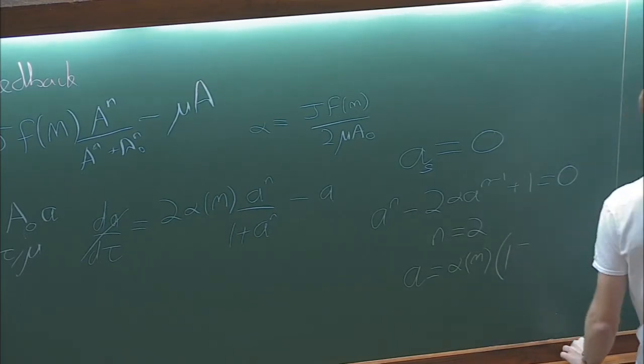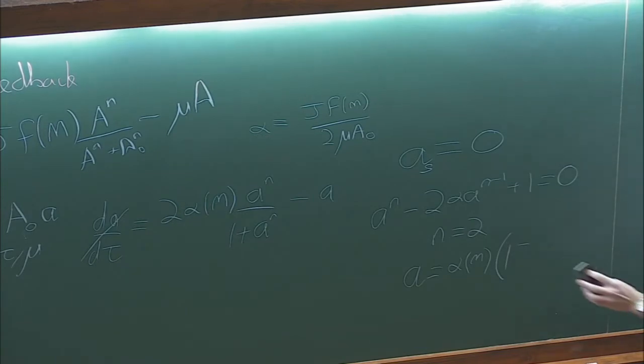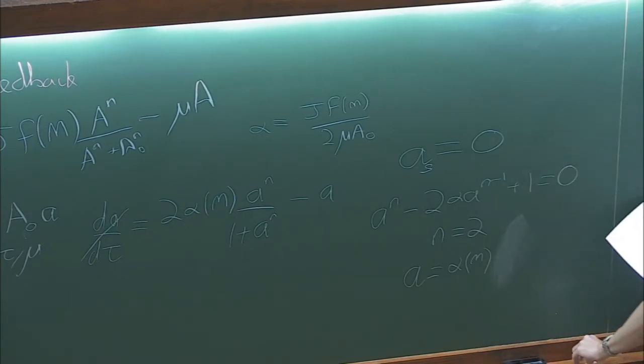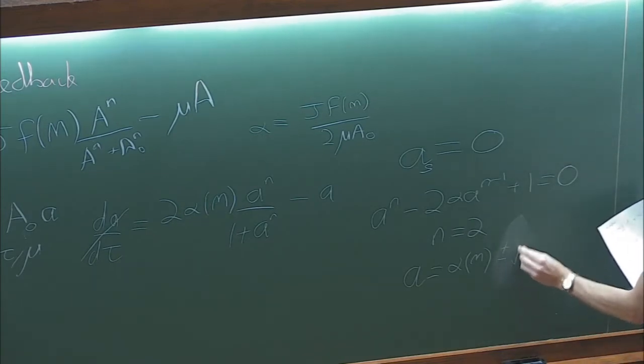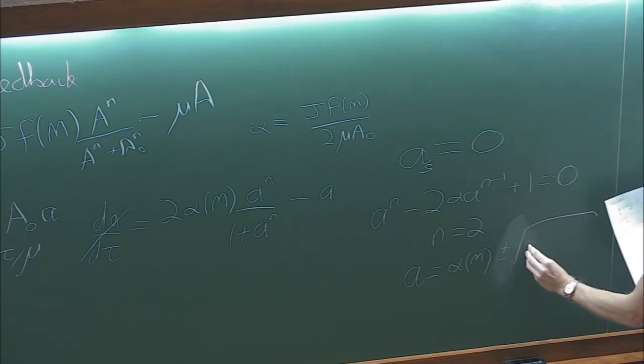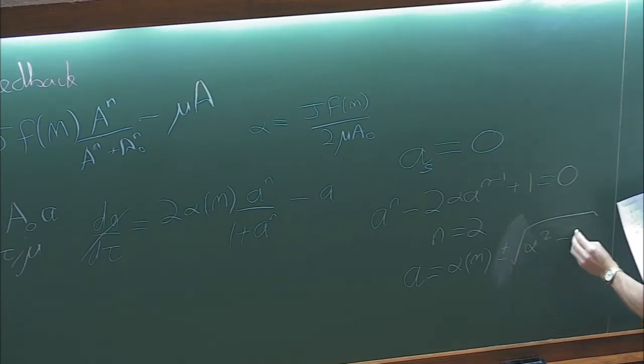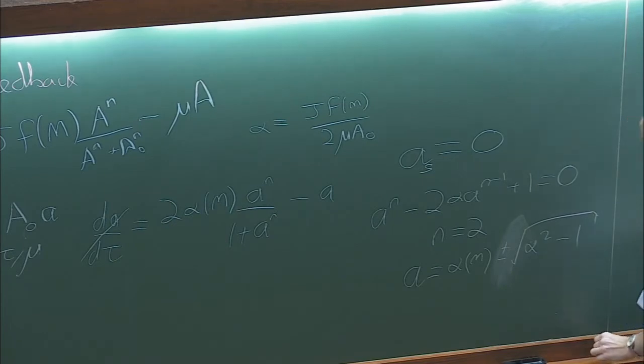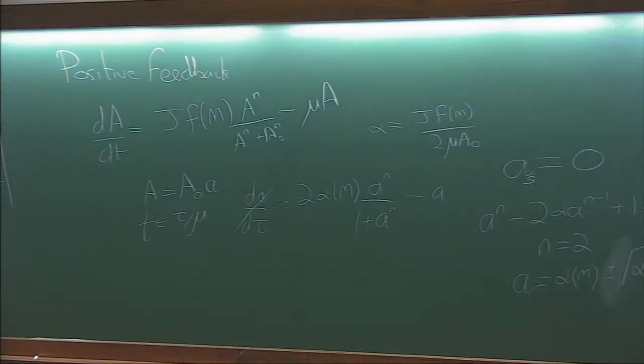Oh no, I won't write it that way. Alpha m plus or minus the square root of alpha squared minus 1. What happens if alpha is less than 1? I have complex solutions. Can I have a complex amount of protein?